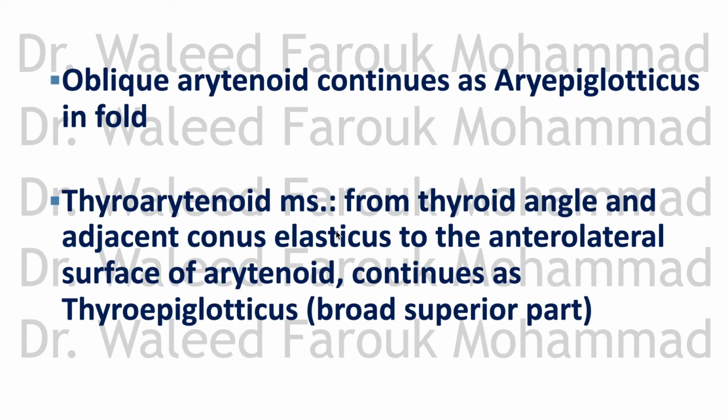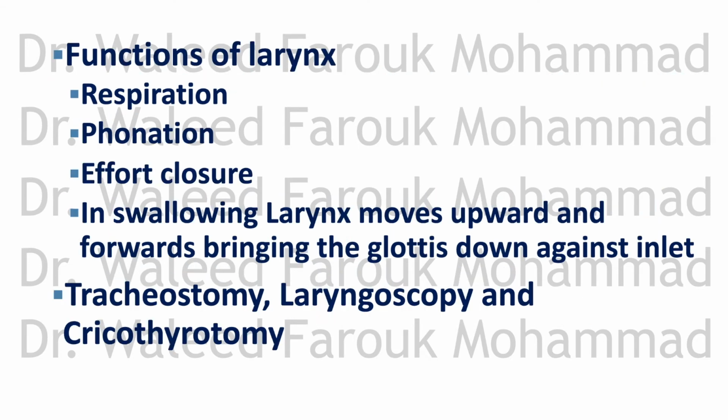Okay, two points worthy of mentioning. I told you that the oblique arytenoid muscles continue as the aryepiglotticus, and the thyroarytenoid muscle, its upper part, is the thyroepiglotticus. Okay? Don't forget these two pieces of information. Okay, we are done with all the names and structures.